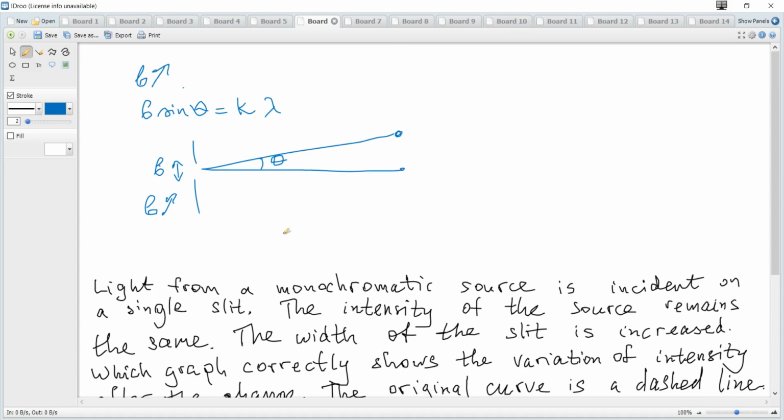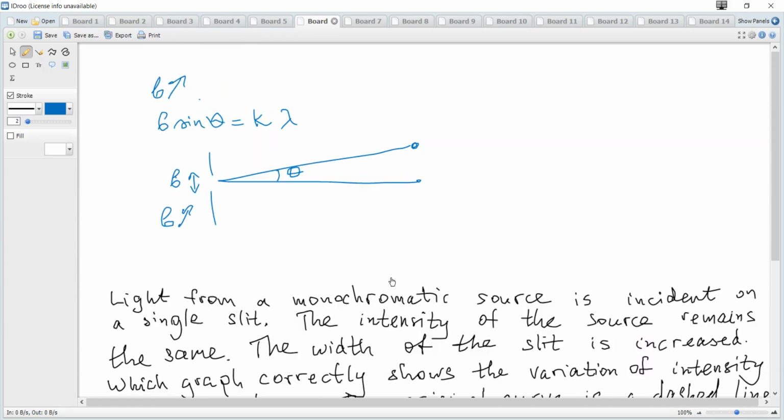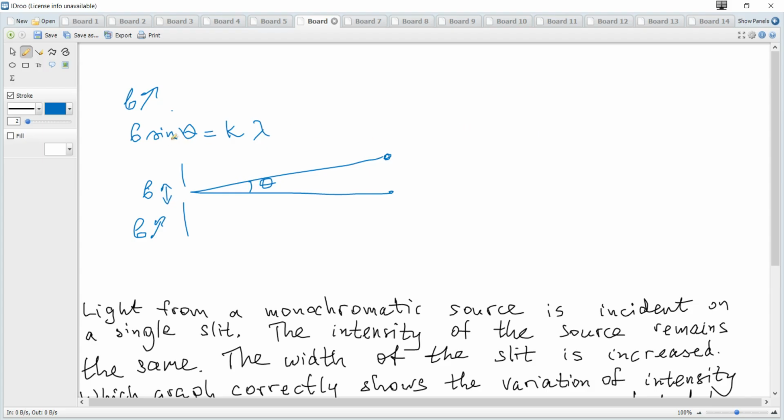But what is the difference? You can see that the difference is in the position of the first minimum. It will be closer to the center or further away. How to find out? Sine theta is k lambda over b. And if b increases, sine decreases.